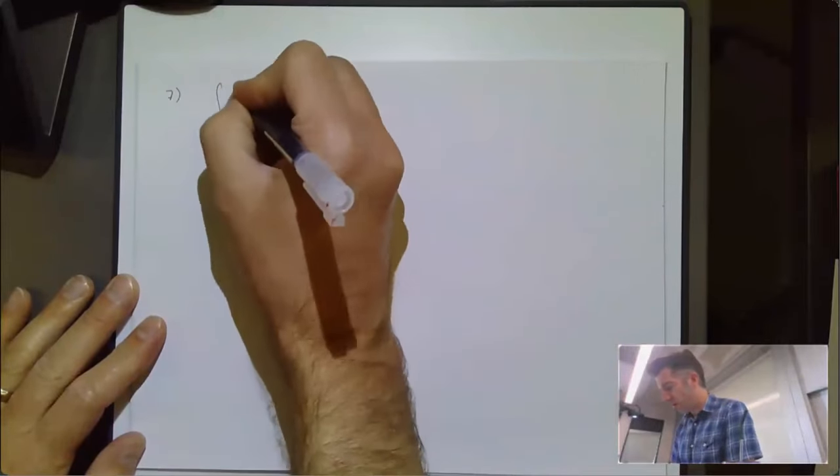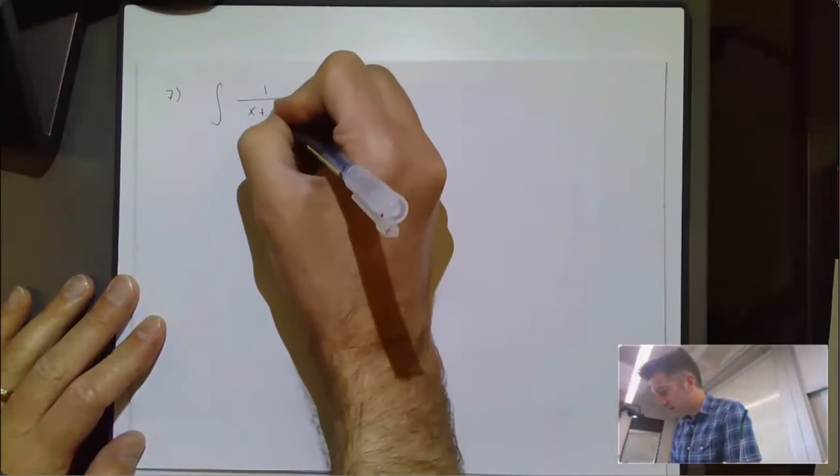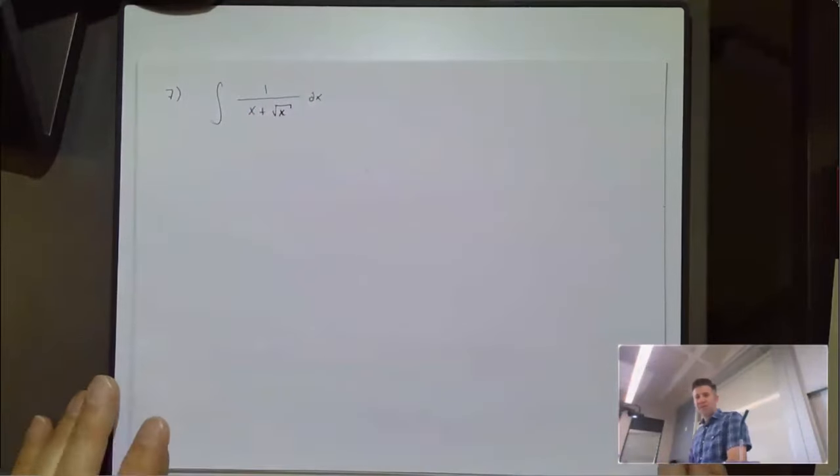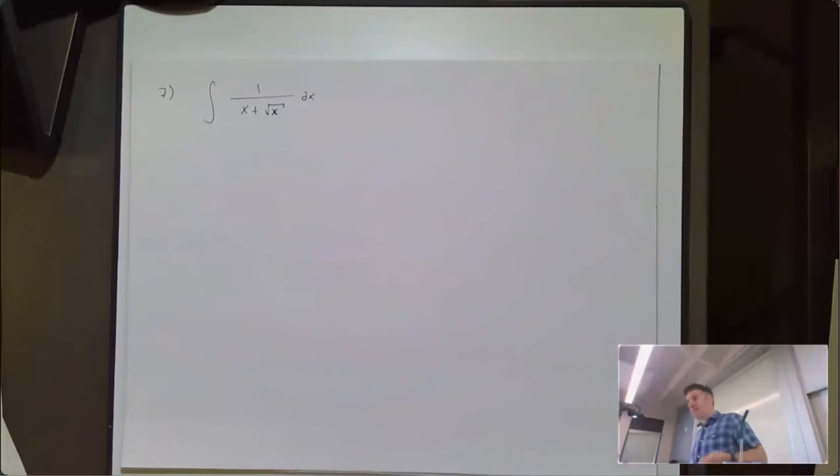Integral of 1 over x plus the square root of x. So u-sub doesn't look great, but after I consider and maybe dismiss u-sub, I'm not really left with any other options. I can't use integration by parts because it's not a mixture. I can't use partial fractions because it's not a rational function.